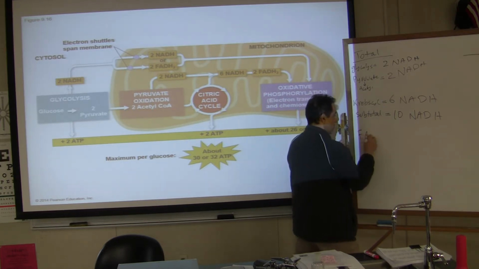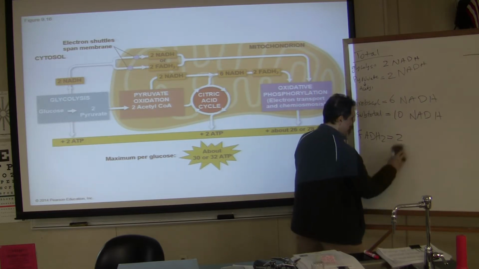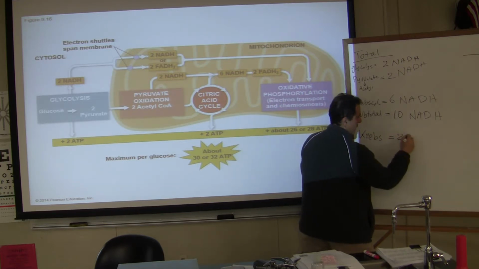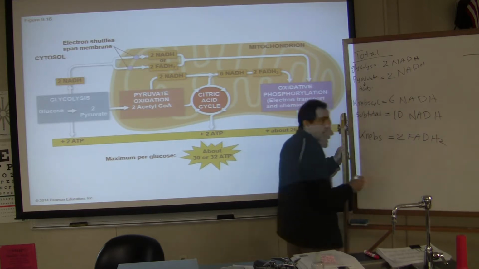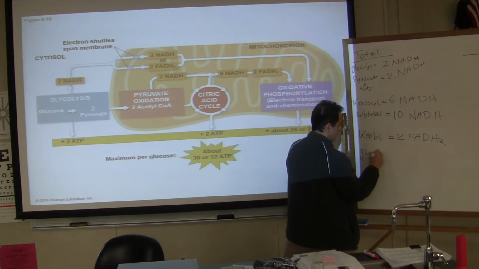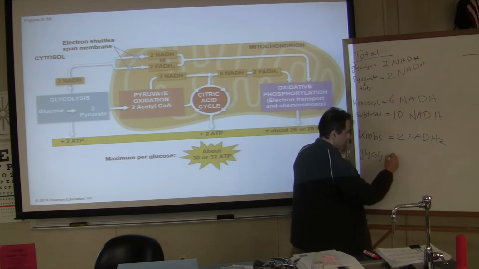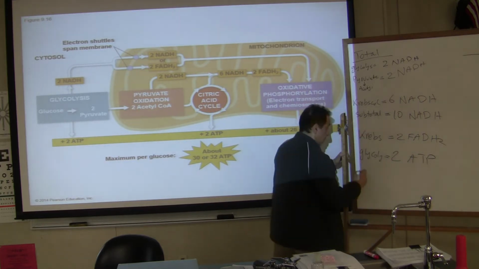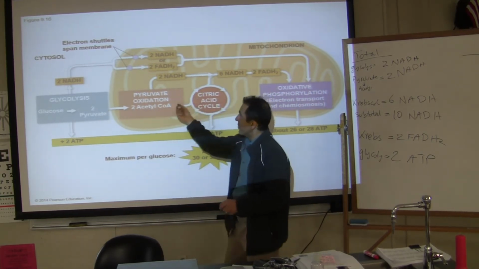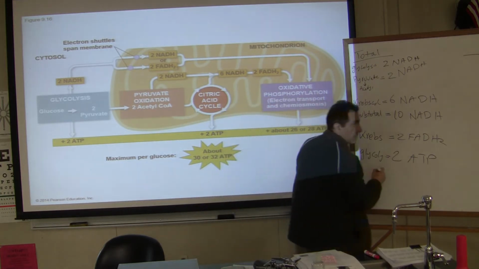So FADH2 gives you 2, right? 2 FADH2 from Krebs. Now let's go to ATP. Are you ready for ATP? Glycolysis. How many ATP did you get? Let's say net, not gross. 2. Thank you. 2 ATP. Now, when you're converting pyruvate to acetyl-CoA, do you get any ATP? No, 0, zilch. Right? Let's write it up.